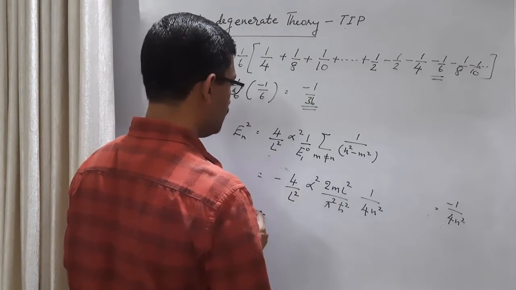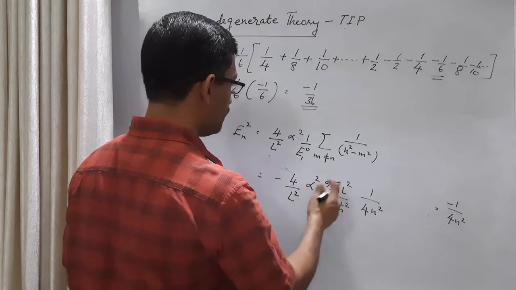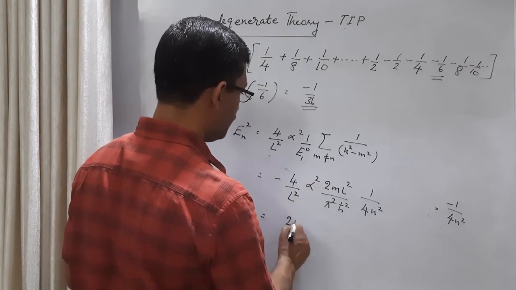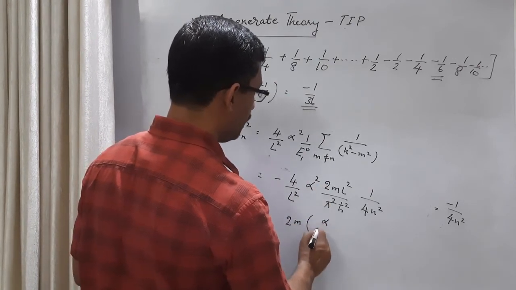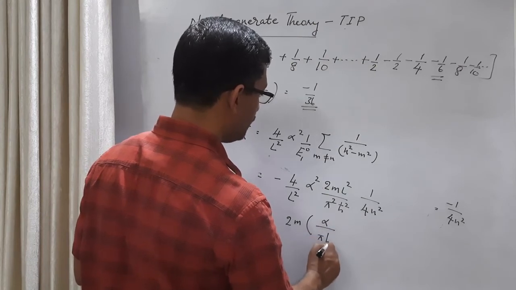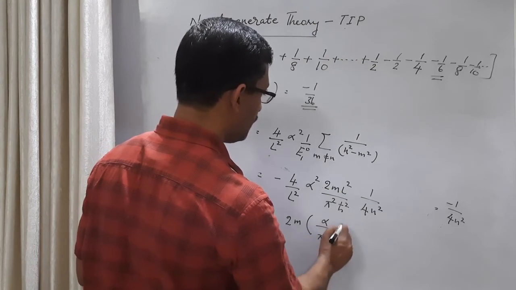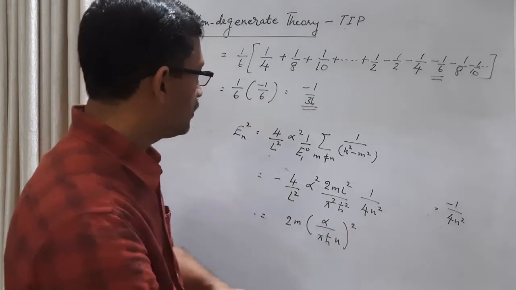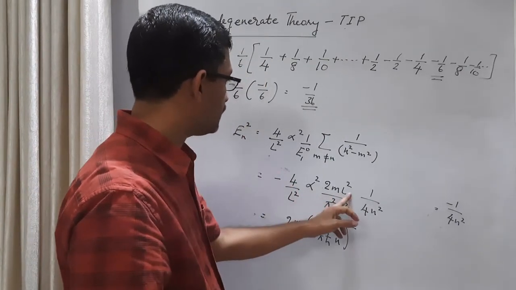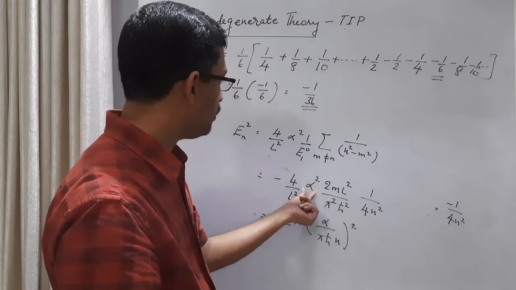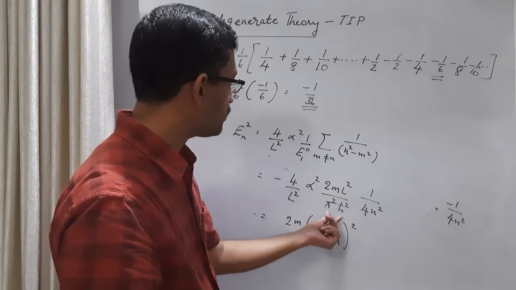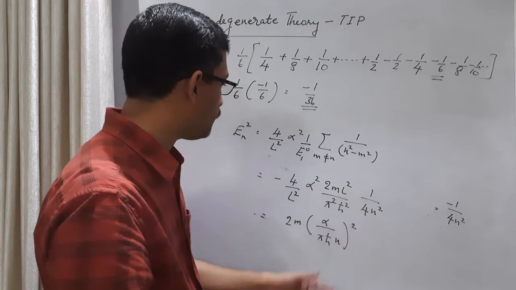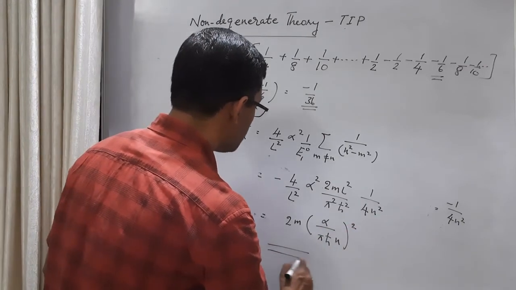4 will cancel, L square will cancel. So 2m into alpha by pi h cross n whole square. Correct? 4 will cancel, L square will cancel. 2m into these are all perfect squares. Alpha square, pi square, h cross square, n square. So alpha by pi h cross n whole square with a minus sign.